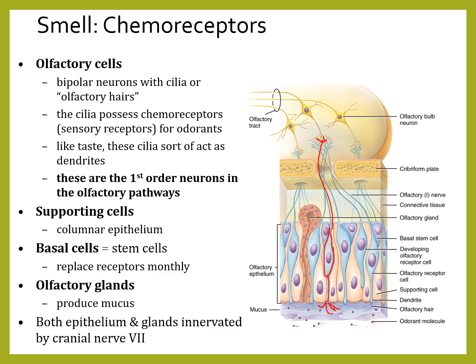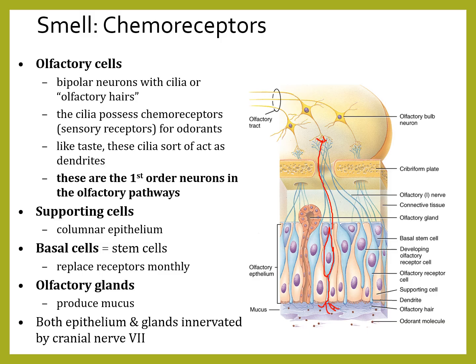The cilia are going to possess chemoreceptors that bind the odorants. These chemoreceptors are really a lot like the chemoreceptors we find in taste buds. They are sensory receptors. Their job is to bind these odorant chemicals and then result in depolarization. If you want to think like in taste, these cilia sort of act like dendrites to receive incoming sensory information, that's fine, but they are not. In taste, they are microvilli, and in smell, they are cilia. Because again, these are bona fide neurons. They are called bipolar neurons.